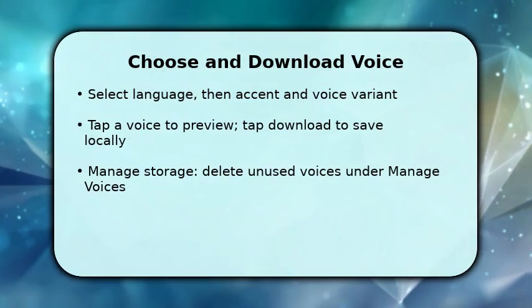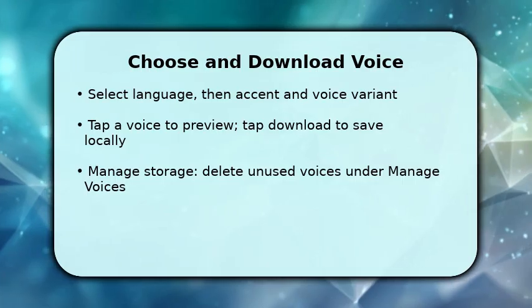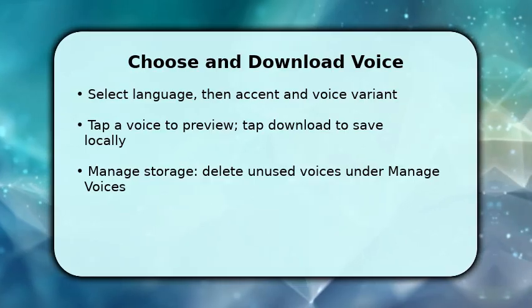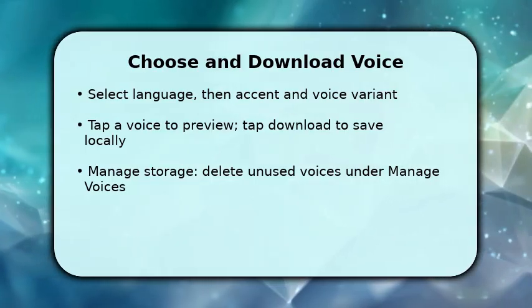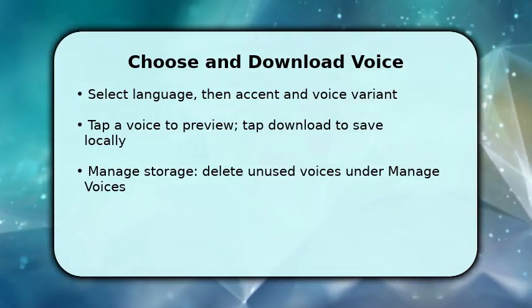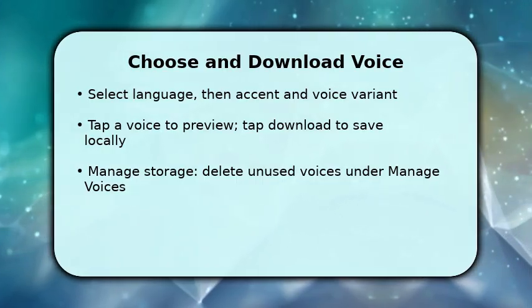Now you'll pick the exact voice. In Voices, select the language you need, then choose an accent and one of the listed voice variants. Tap a name to preview how it sounds. When you find the one you like, tap Download and wait for the progress to finish. Downloads can take a minute or two. If storage is tight, use Manage Voices to remove old files.